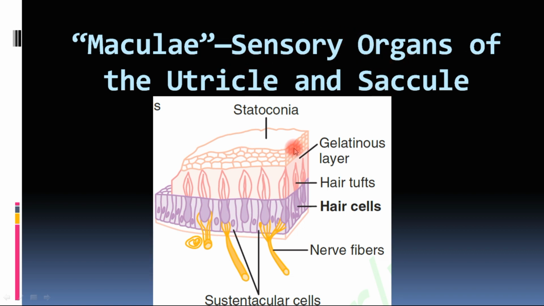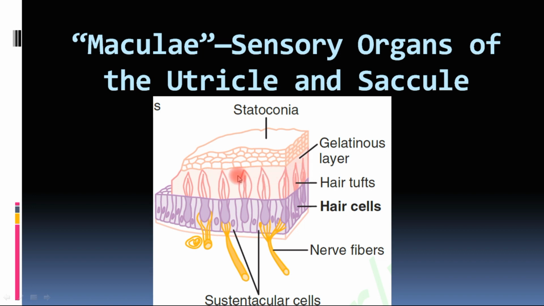So in that macula, let us see what the structure is. The macula has a gelatinous layer. Above that gelatinous layer, there occur calcium carbonate crystals called statoconia, or otolith. So these are the calcium carbonate crystals which are lying above the gelatinous layer.